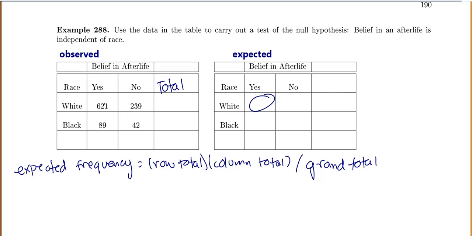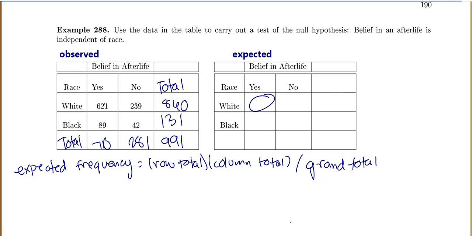So 621 plus 239 gives me 860, and 89 plus 42 gives me 131. And if I add those two together, I should get 991. Now let's find our column totals. So 621 and 89 gives me 710, and 239 and 42 gives me 281.